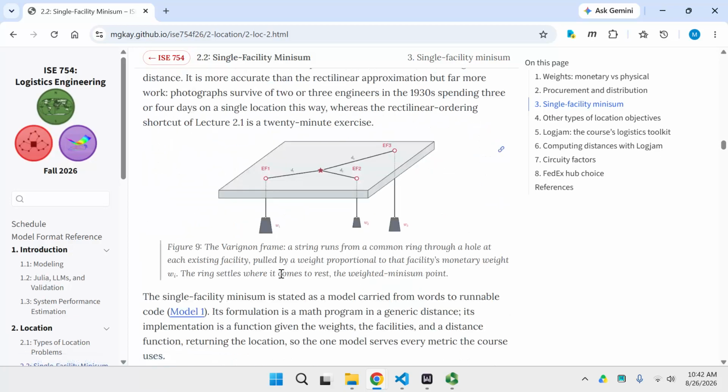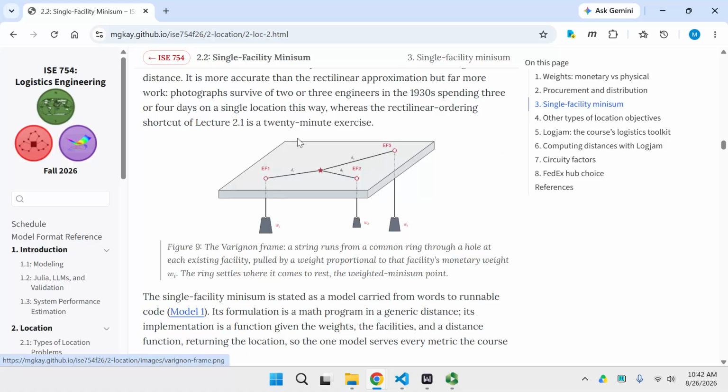Here's another figure. It's called the Varignon frame. If you needed to solve a two-dimensional, like Euclidean distance problem, prior to the availability of computers, this was actually a hard problem to solve. So one of the ways people solve that is, again, locating a facility. If you're building a multi-million-dollar facility, it's worth taking the effort to get a proper optimal location.